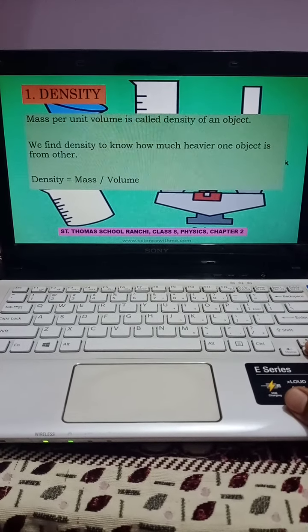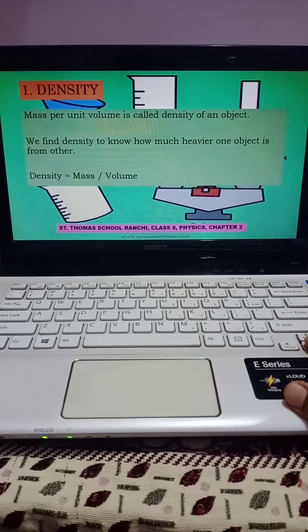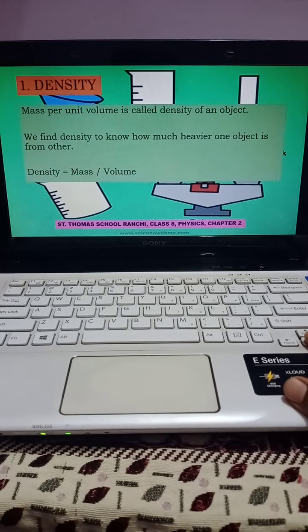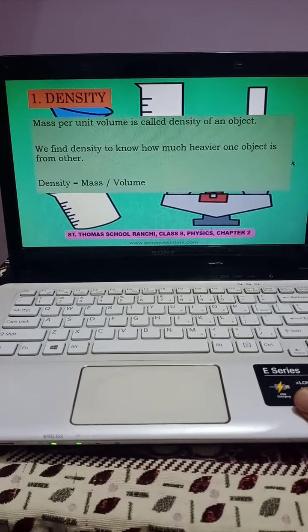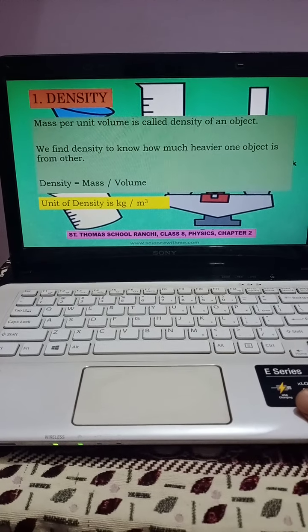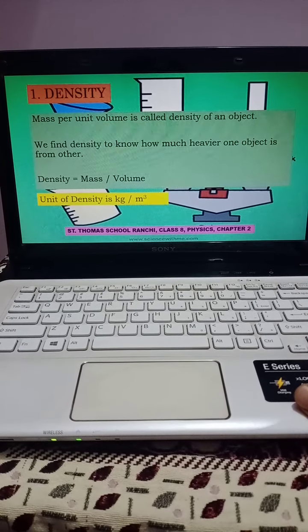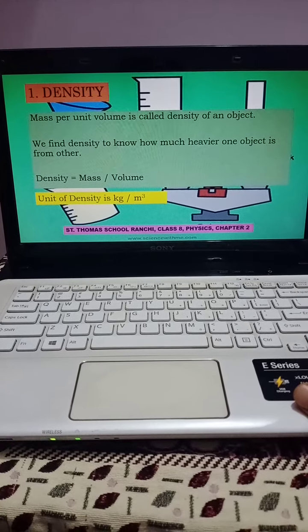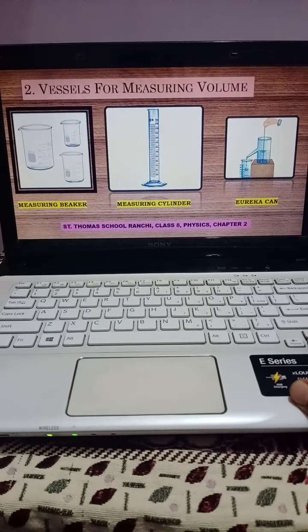Then how do we determine density of any object? So we determine density of any object by using formula mass by volume. Then what is the unit of density? So unit of density is kg per meter cube.